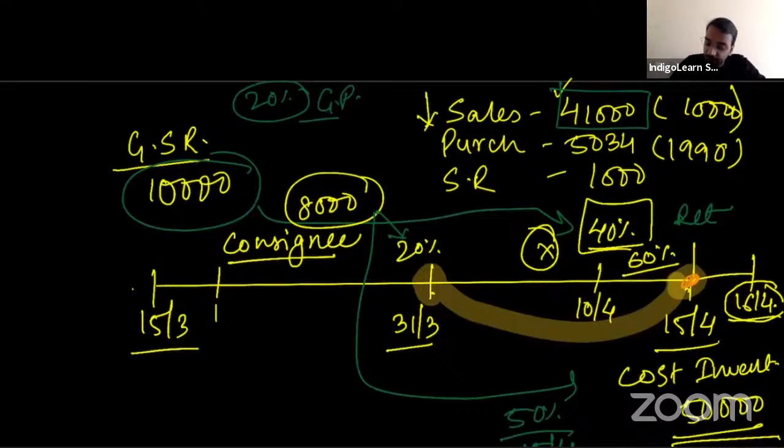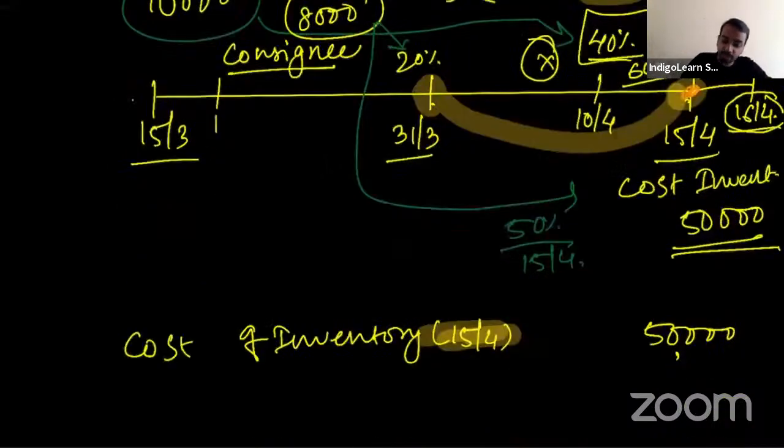What is the sales figure? Sales figure is given as 41,000 and sales return is 1,000. So net sales of 40,000. So make that first adjustment.